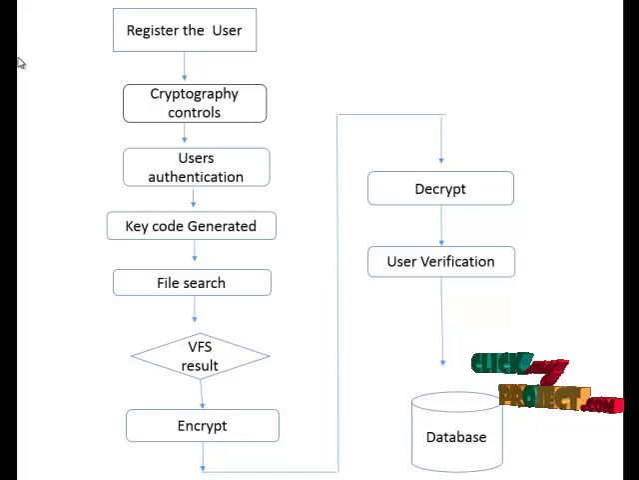The next one is the verification file search. Verification file search means the user is already searching for a particular file, but the chosen file is verified. How is the file verified? For example, choosing a text file, the file has a file size and file type. We check the database to see whether the file already exists and is available or not. This is the verification file result.